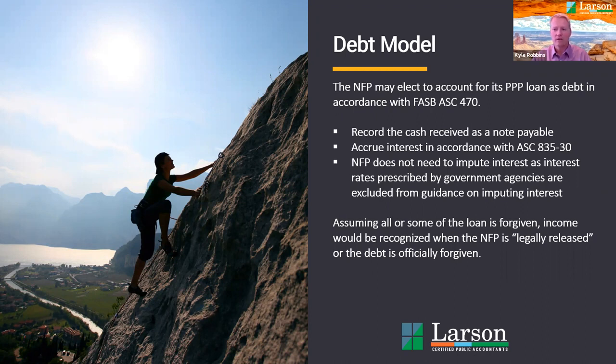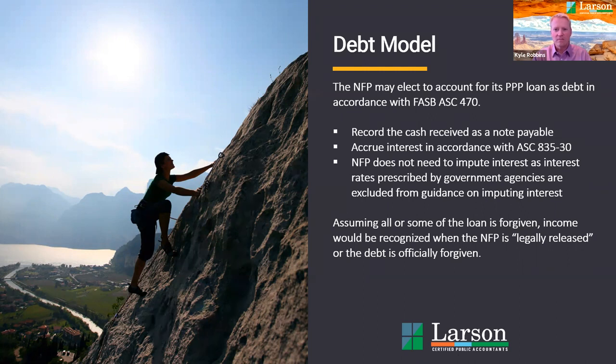So assuming all or some of the loan is forgiven, income would be recognized when the nonprofit is legally released or the debt is officially forgiven. That's when you've applied for forgiveness, and you actually get the notification back from the SBA or from whatever other entity you may have gotten it from. Once you are officially forgiven and receive that notification, that is when you would recognize that as revenue on your income statement, or statement of activities in the nonprofit case.